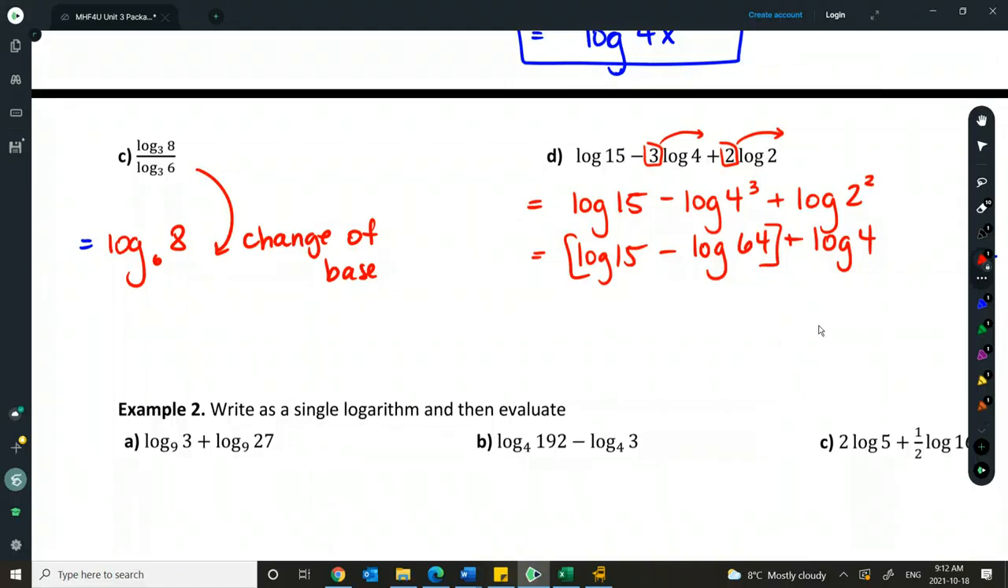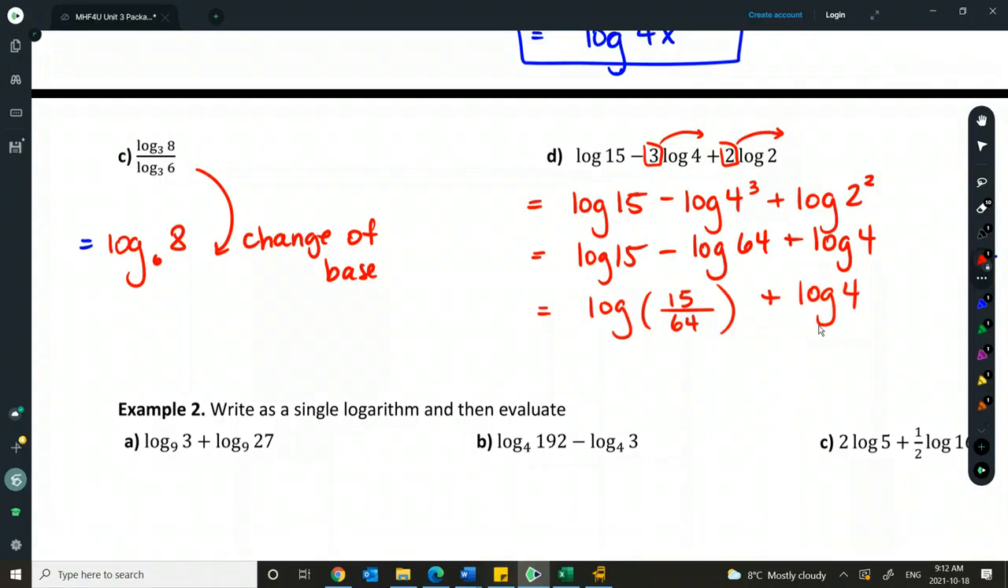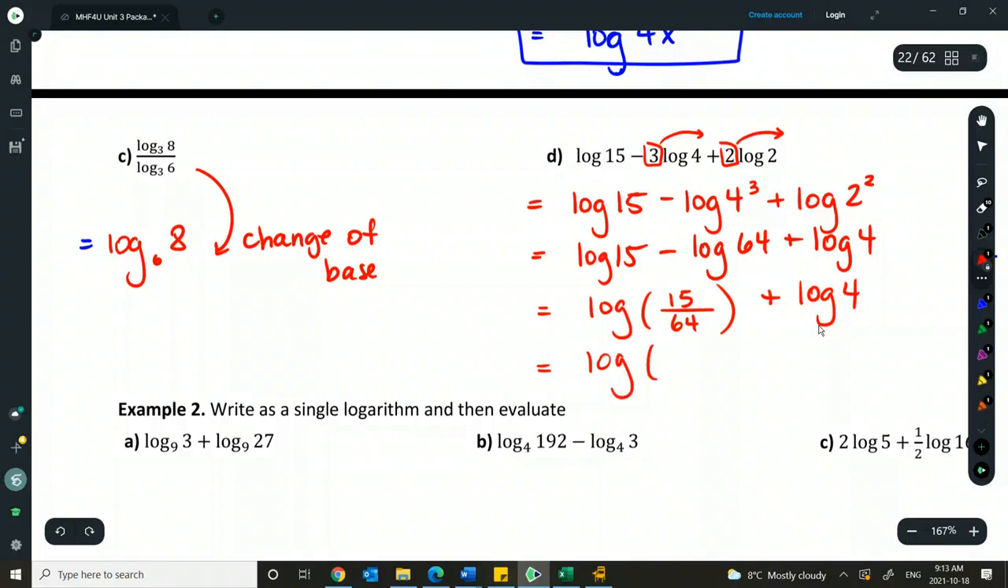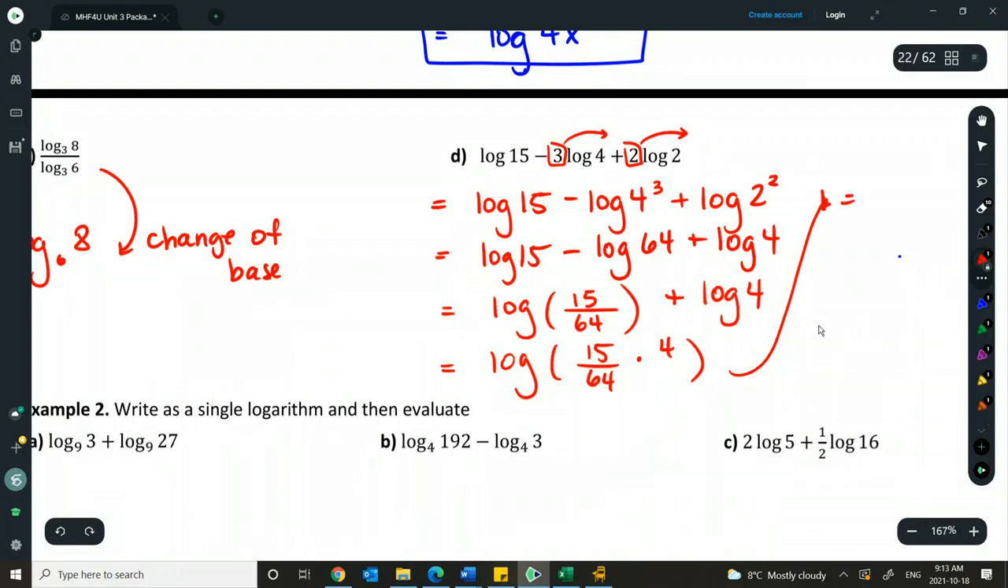I have log of 15 minus log of 64. Those are going to become divisions. Subtractions become divisions. And then sums become multiples. So this is going to be multiplied. And we'll simplify this a little bit here. 4 and 64 will just cancel into 16 and 1.